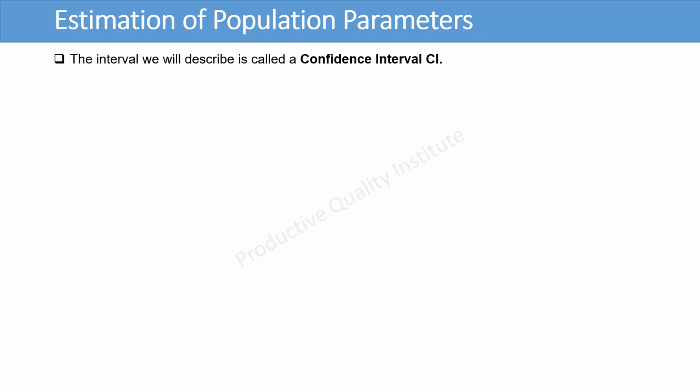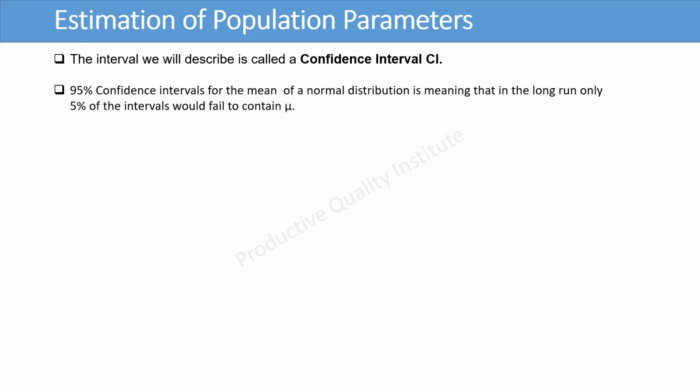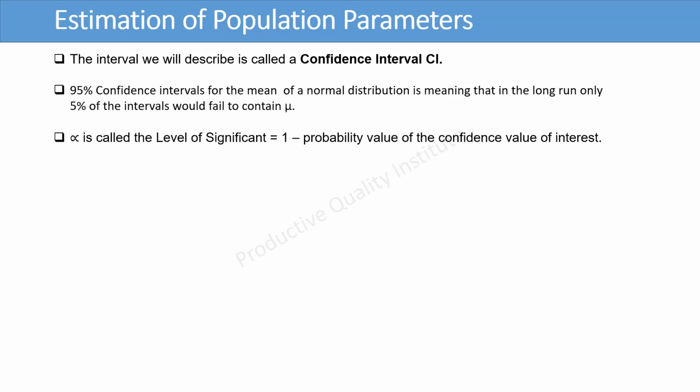There is some basic information to be considered and understood very well before learning how to estimate the population parameters. The interval we will describe is called a confidence interval, CI. A 95% confidence interval for the mean of a normal distribution means that in the long run, only 5% of the intervals would fail to contain mu. Alpha is called the level of significance, and it is equal to 1 minus the probability value of the confidence level of interest.